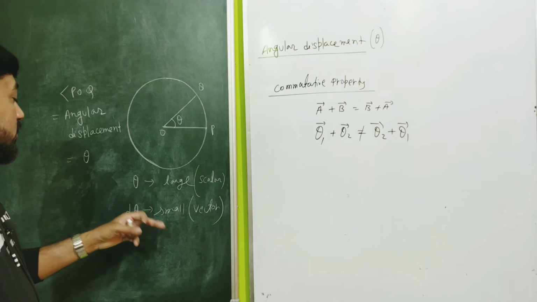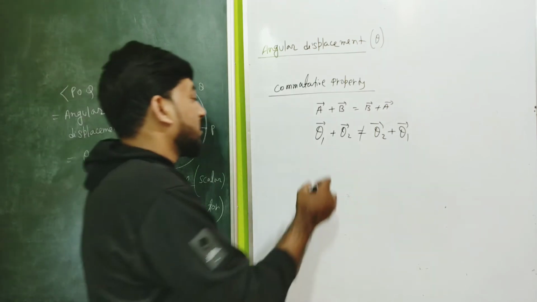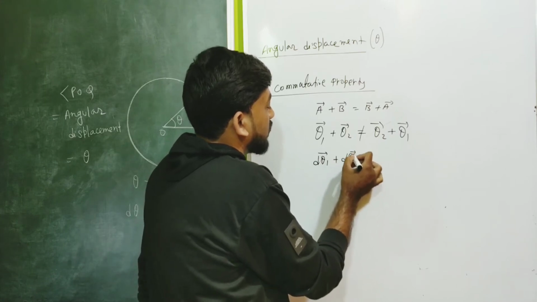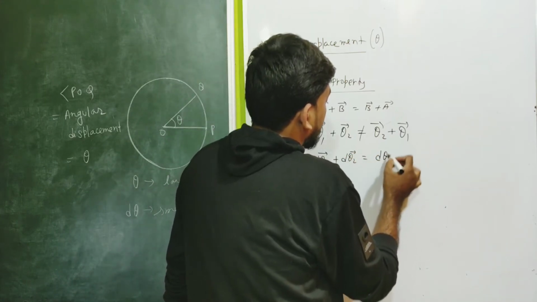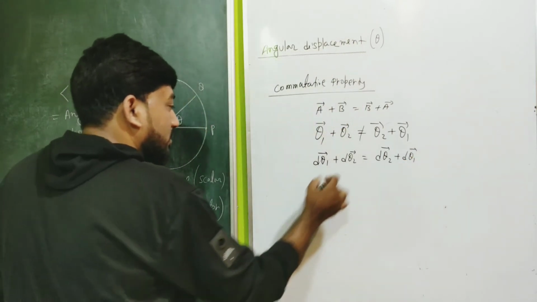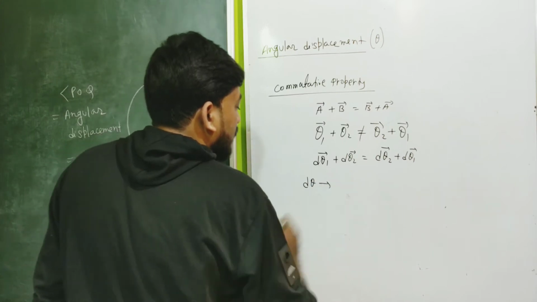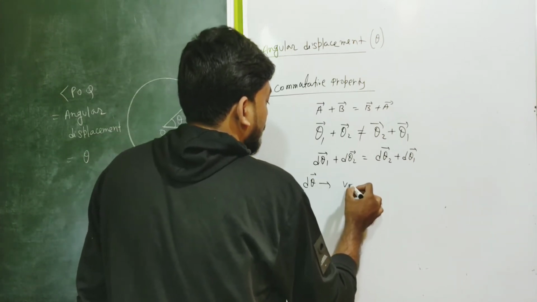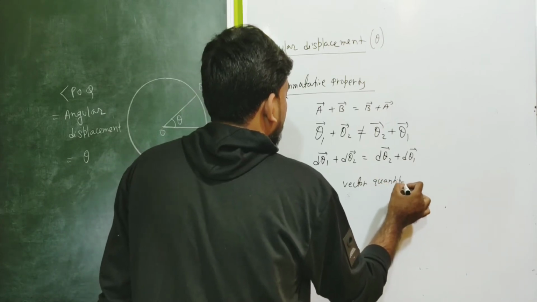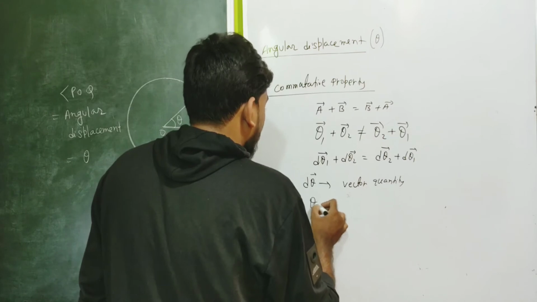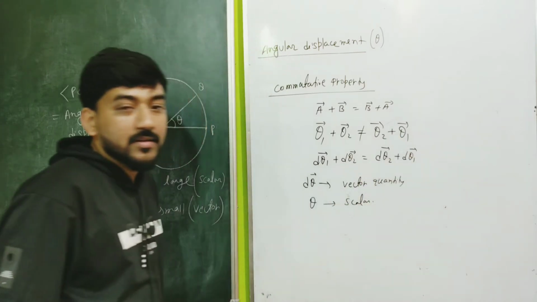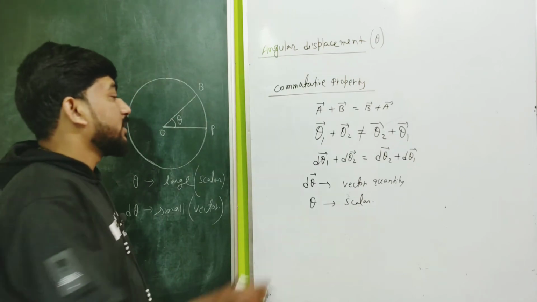But if we take a very small angle, that is d theta, then you will obviously get that d theta 1 plus d theta 2 must be equal to d theta 2 plus d theta 1. So you can simply say that this d theta is a vector quantity, but this large angle theta is just a scalar quantity. Okay, and what will be the direction of this d theta?